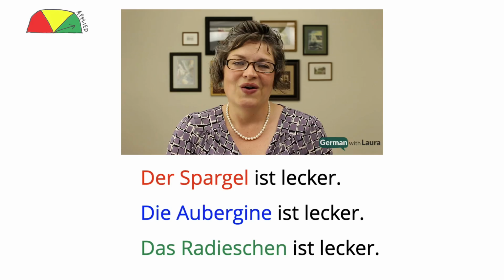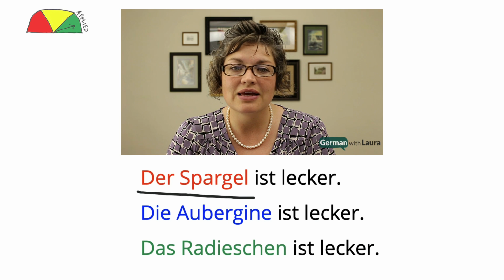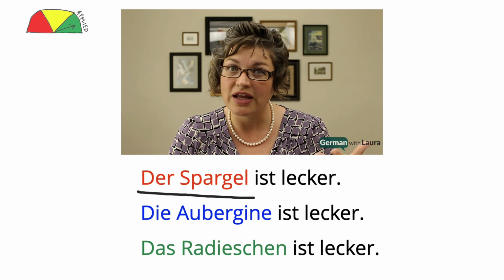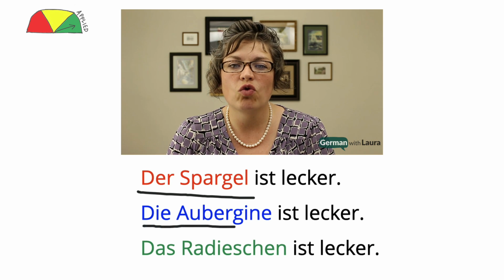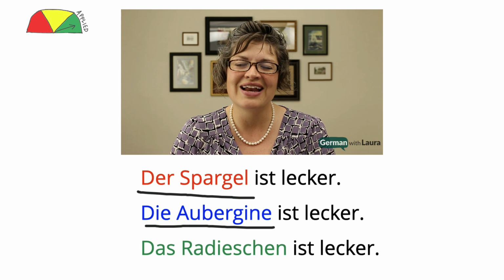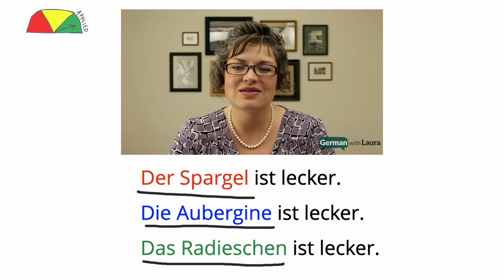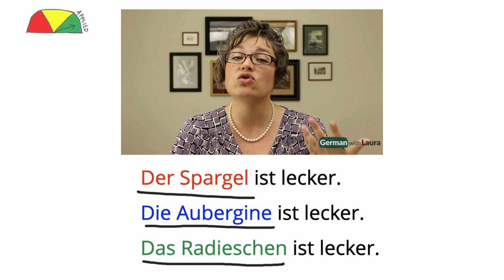And I know that that can sound really overwhelming, but we're going to bite off just a little bit of this right now and walk you through it, and that will set the stage for you learning more. Okay, so here in our complete sentences, we have der Spargel ist lecker, and it is red because it's a masculine noun. Die Aubergine, eggplant, is also lecker, and it's blue because it's a feminine noun. Das Radieschen is green to indicate that it's a neuter noun.